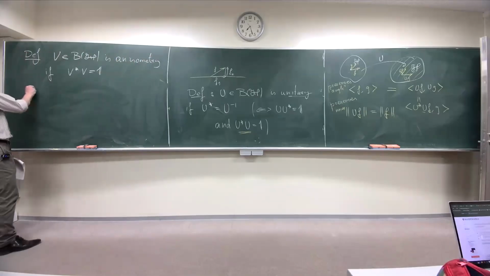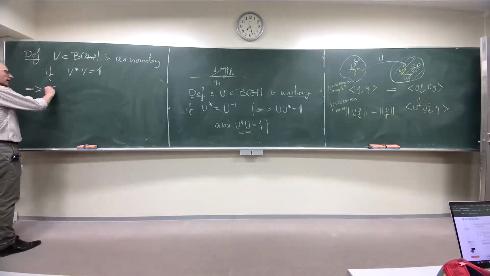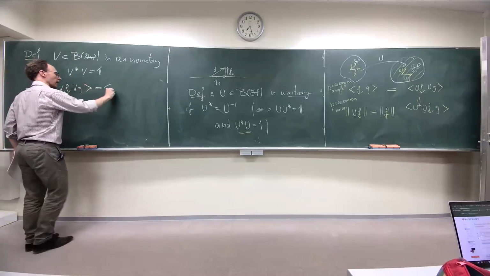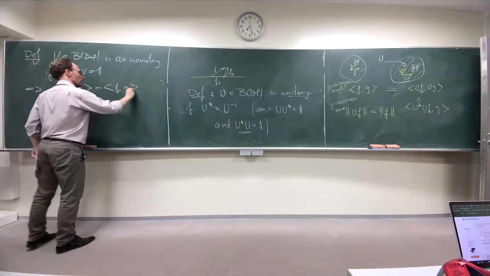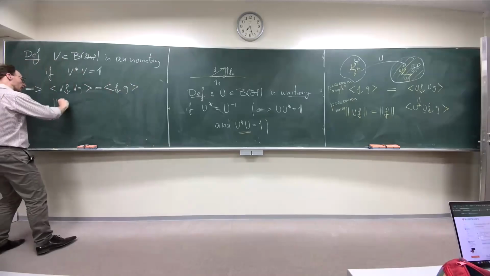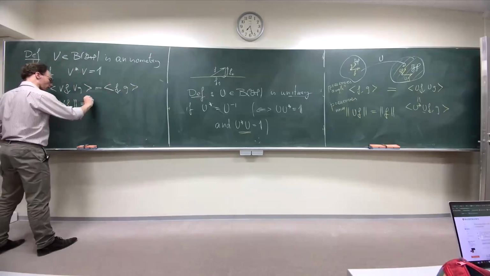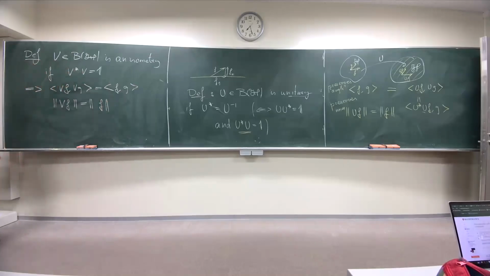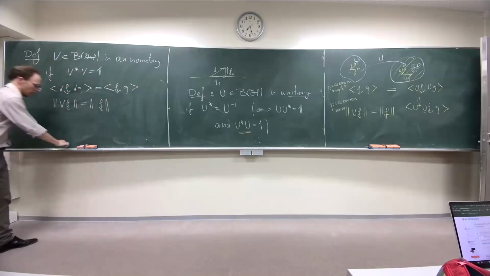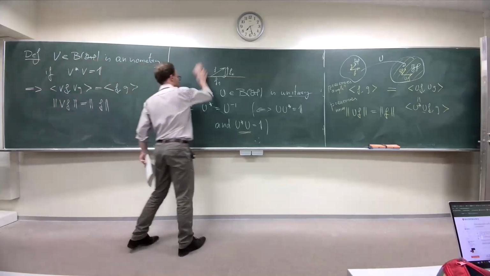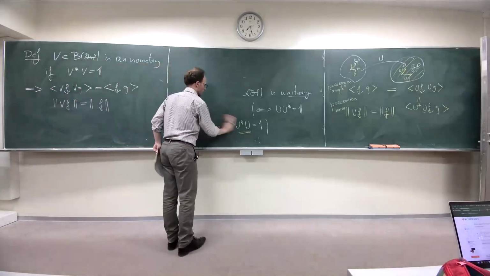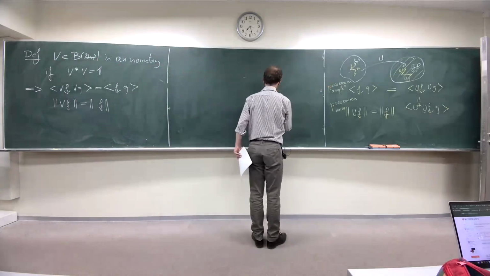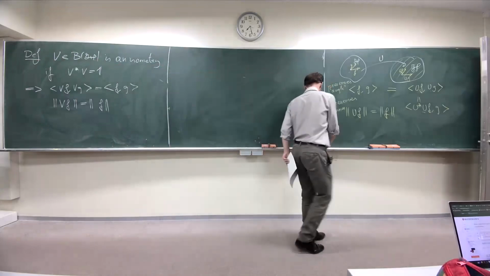But please observe that it implies that VF, VG is the same as FG, and the norm of VF is the norm of F. So what is the difference? Can you guess what is the difference between these two things? A unitary, which is the picture we have just seen here, and an isometry.